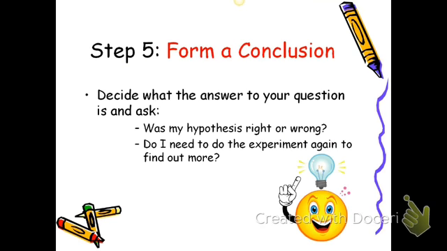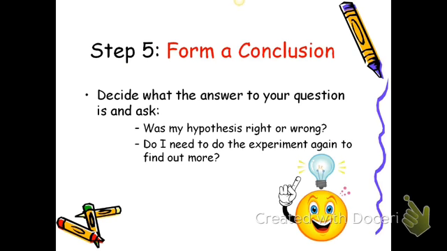And finally, from analyzing your data, you're going to form your conclusions. Decide the answer to your question. Figure out, was your hypothesis correct or incorrect? And remember, it's okay to have an incorrect hypothesis. That's just going to create more questions. Then the scientist is going to start all over again with that new question and go through the scientific method again and again and again.